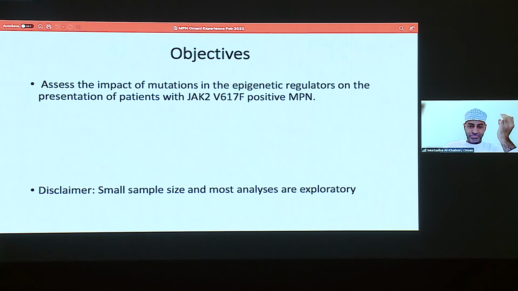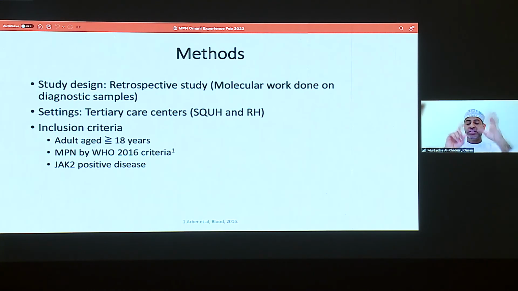So what we did was a study that included only patients with JAK2-positive MPN, only adults, between the two major hospitals in Oman. So we captured most of the MPN patients diagnosed in Oman. The study was retrospective, but the molecular testing was done on diagnostic samples that we kept for those patients. Now, this is overall a small study, and most of the analyses are exploratory, more hypothesis generation than hypothesis testing.